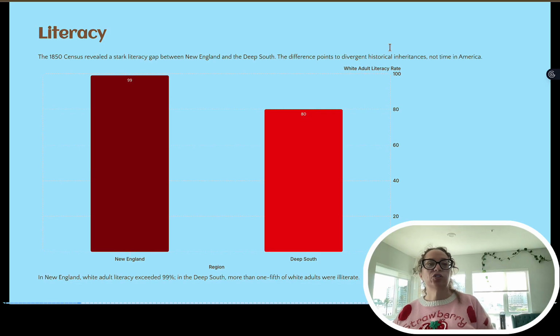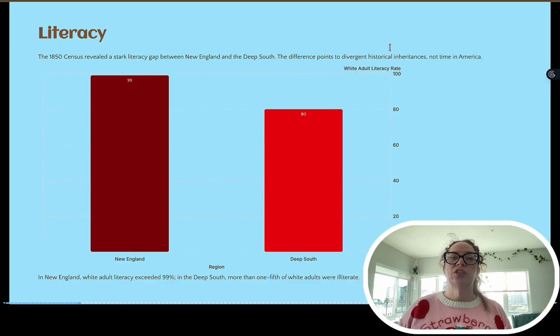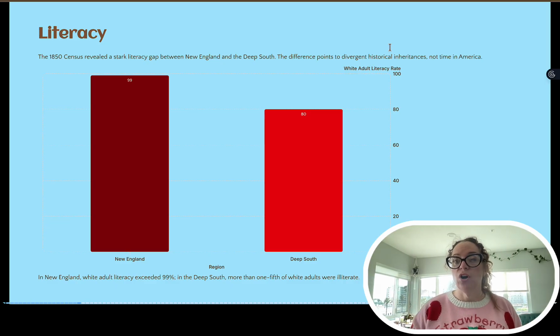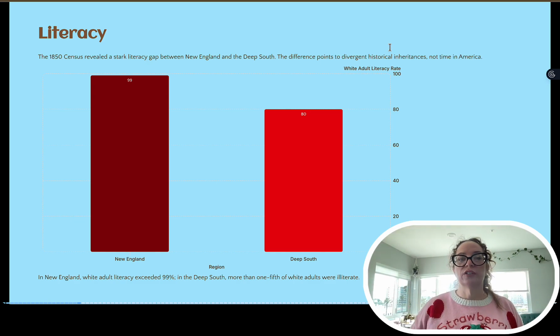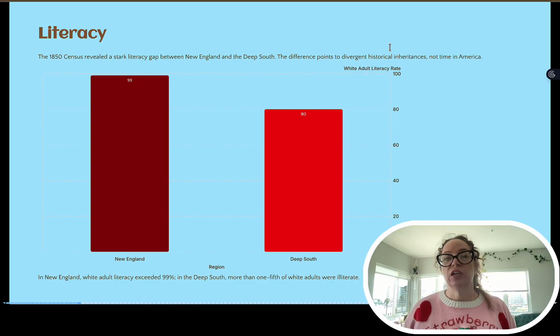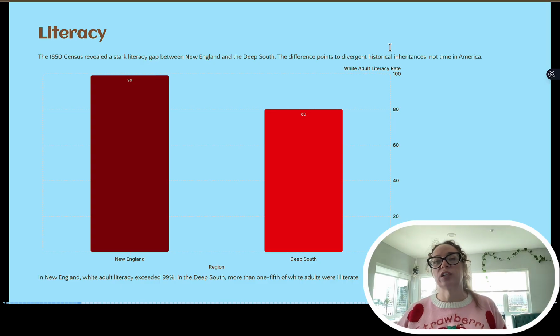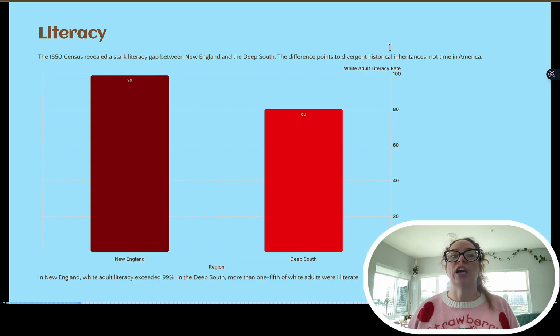So let's look at literacy. We have a census from 1850, and it's the first to record literacy data. In New England, the heart of Puritan settlement, the colonized, the most thoroughly Romanized people in this experiment, the white adult literacy rate was above 99%. Almost everybody was literate. In the deep South, the heart of the Scotch-Irish country, the uncolonized Celts, more than 1/5 of the white adults can't read. 1 in 5 white adults in the South were totally illiterate. Less than 1 in 100 in New England. That's not a small difference. That's a huge gap, and it's between white people in the same country who have been on the same continent for about the same amount of time.